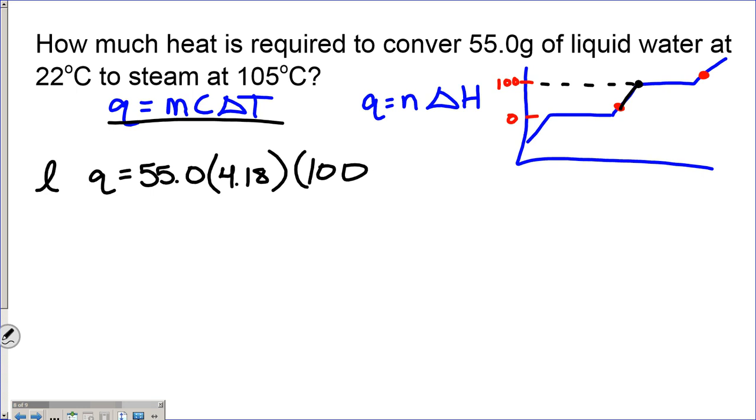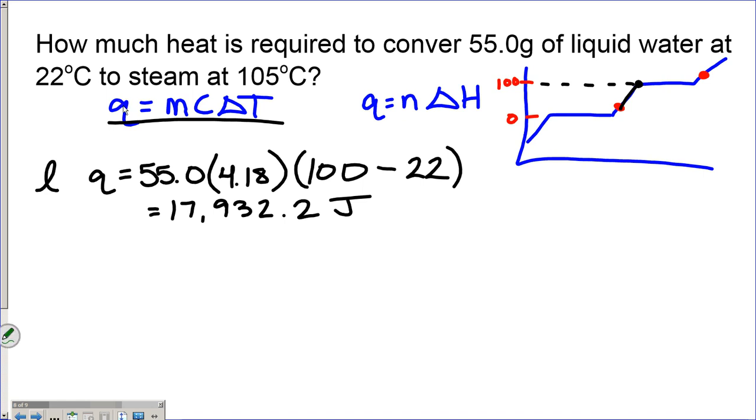So from there, subtract our initial temperature, that 22, and that's our first step. So if you punch that in the calculator, you get 17,932.2 joules. So I'm going to leave that and we'll come back to that in a minute.